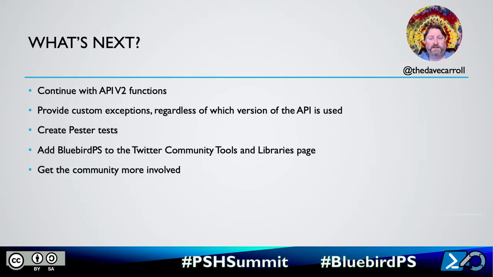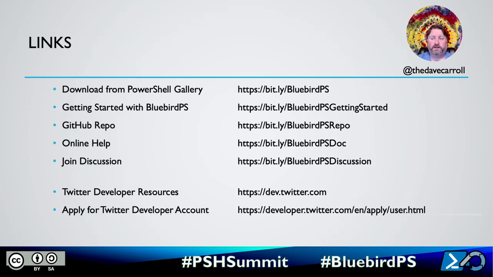So what's next? Obviously I need to continue with all the API V2 functions. I need to provide some custom exceptions regardless of which API version is used. I need to create some Pester tests, and I need to add BluebirdPS to the Twitter community tools and libraries page. And I need more community involvement. On the next slide, we'll see where you can join the discussion.